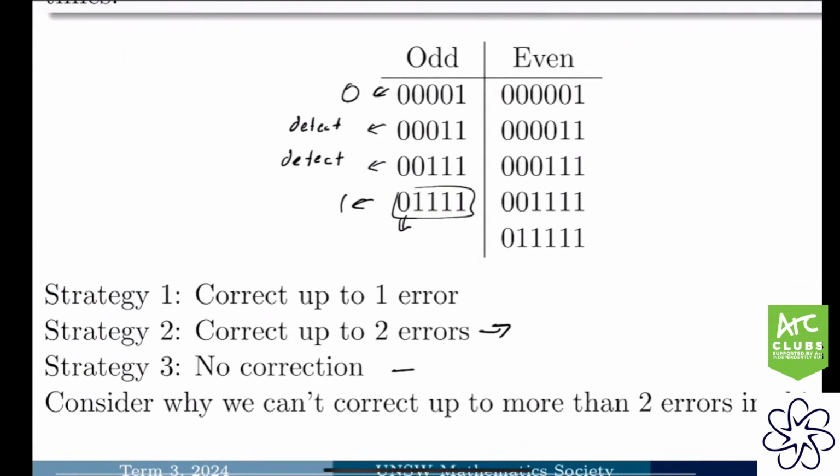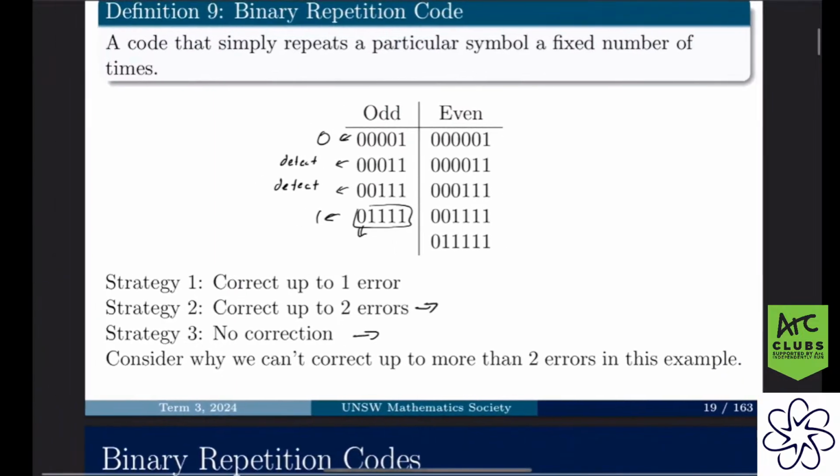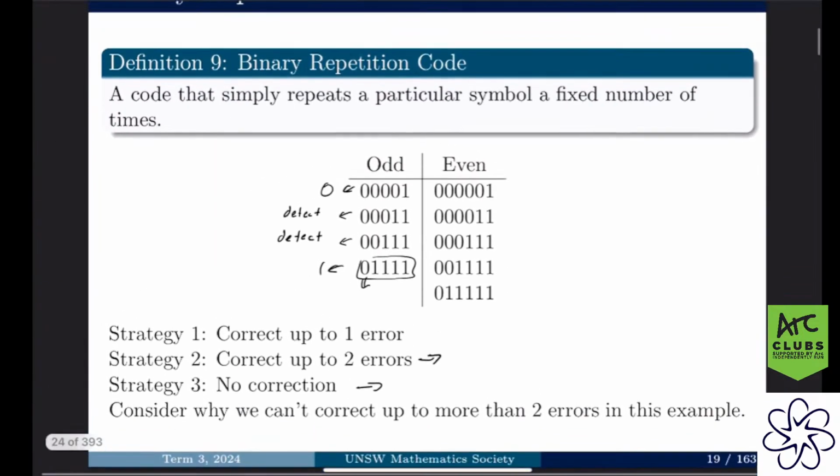There's also no correction, right? So let's just say we can detect everything. So it's just examples of how we can use a code to interpret messages.